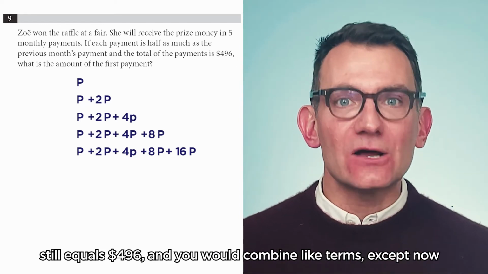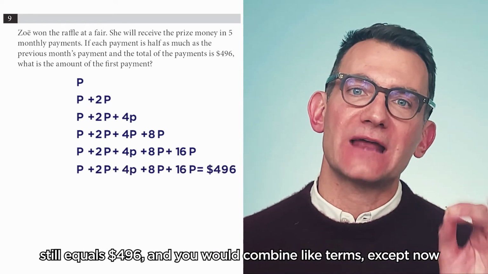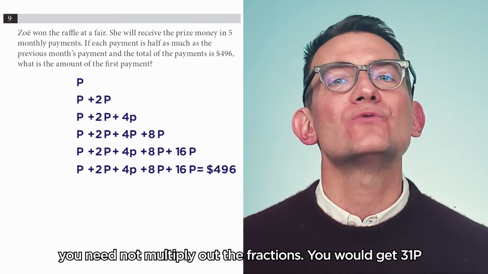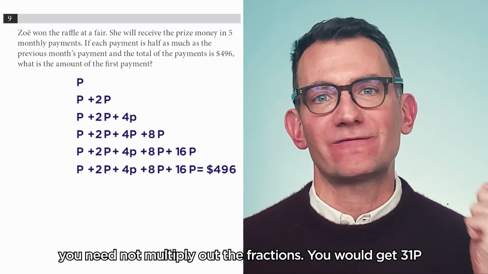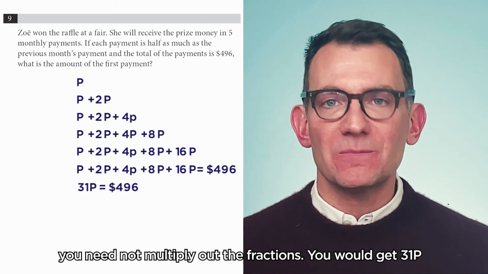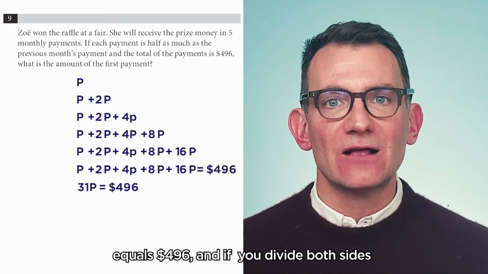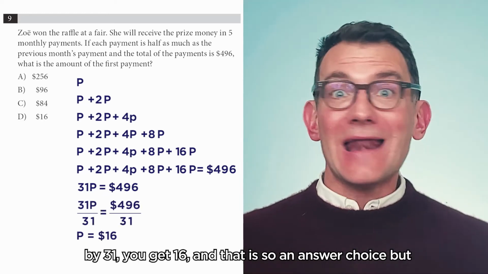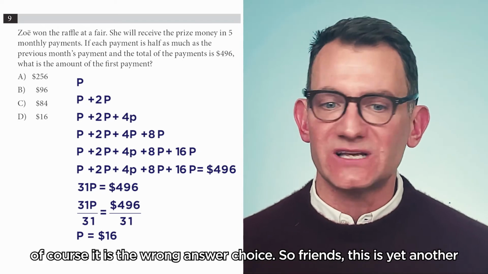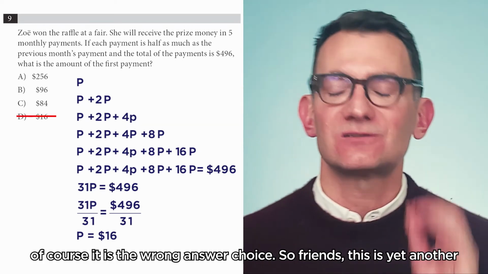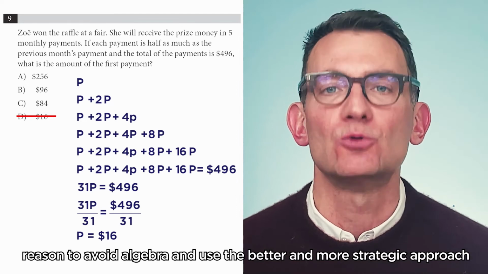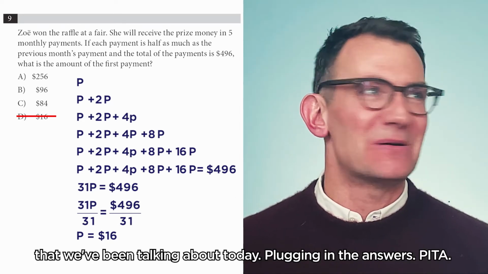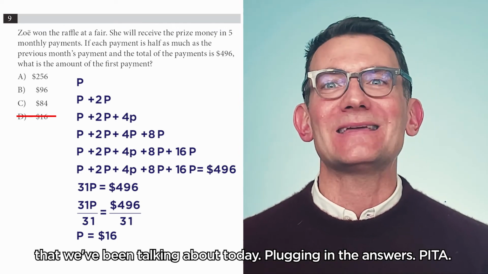And the whole thing still equals $496. And you would combine like terms again, except now you need not multiply out the fractions, and you would just get 31p equals $496. And if you divide both sides by 31, you get 16, and that is so an answer choice. But, of course, it is the wrong answer choice. So, friends, this is yet another reason to avoid algebra and use the better and more strategic approach that we've been talking about today, plugging in the answers, PITA.